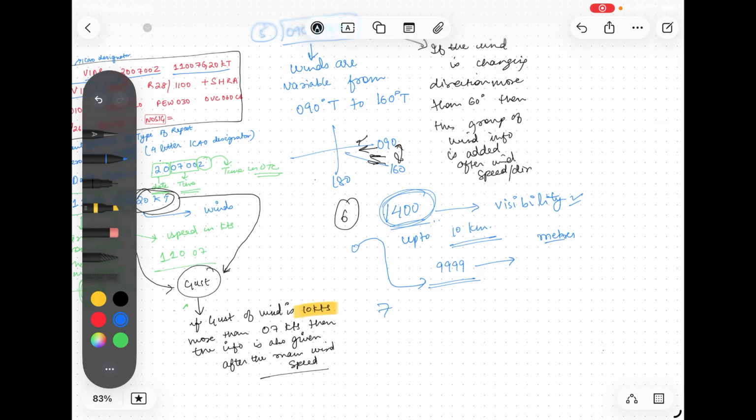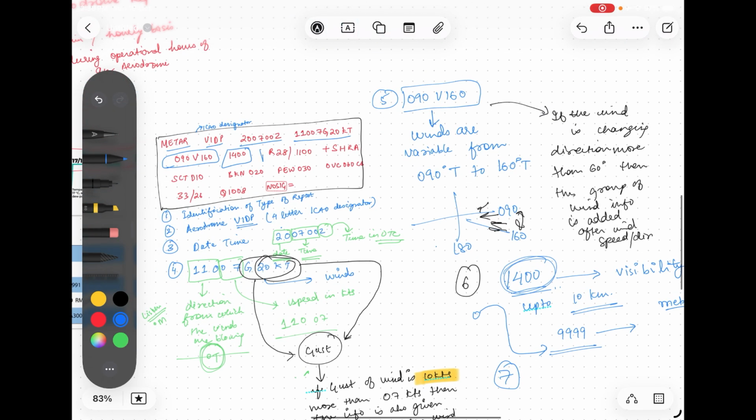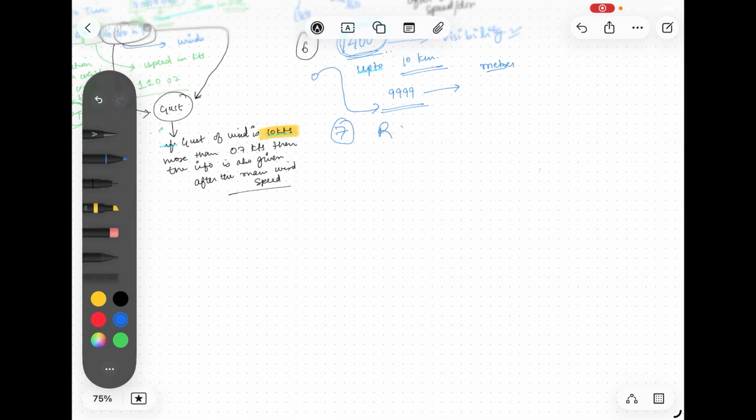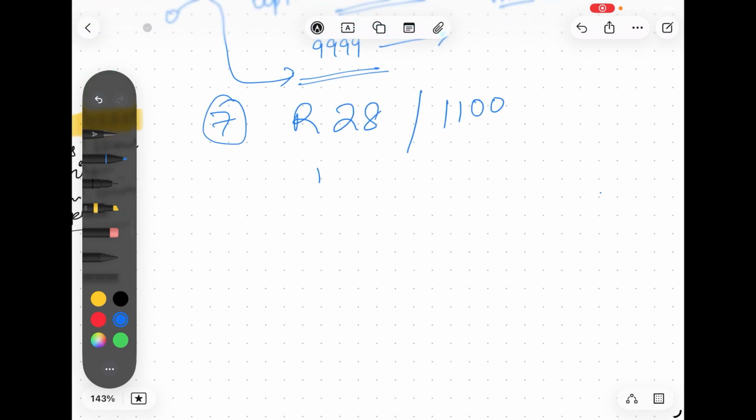Now the seventh part, what is after that? This is the runway information and the visibility on the runway. This is written as R28/1100. What does this mean? This means runway visibility. You'll get used to these codes, given when visibility is less than 1500 meters. So you know RVR, that's known as the runway visual range.